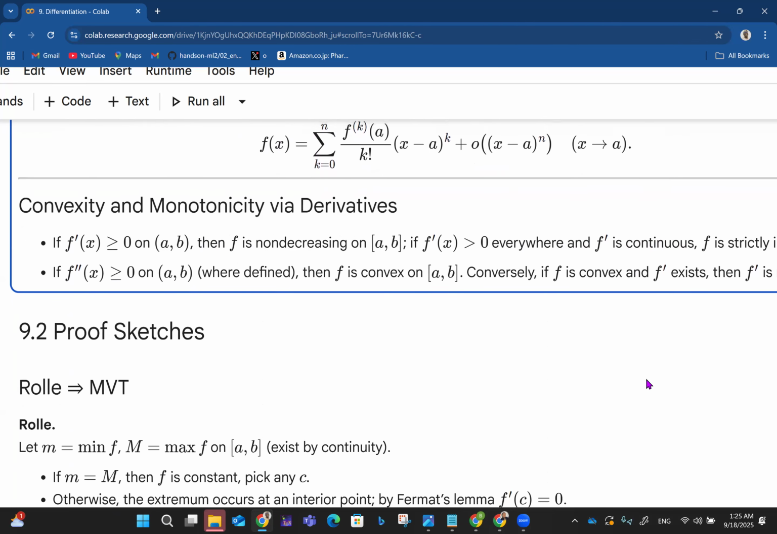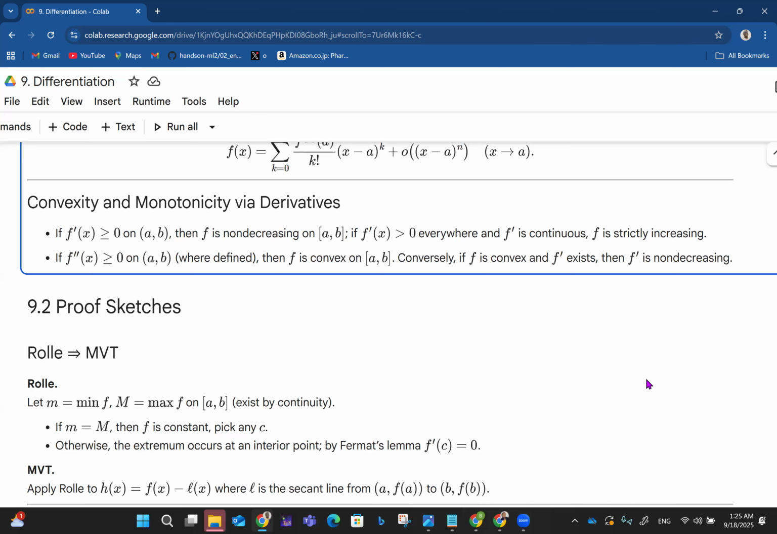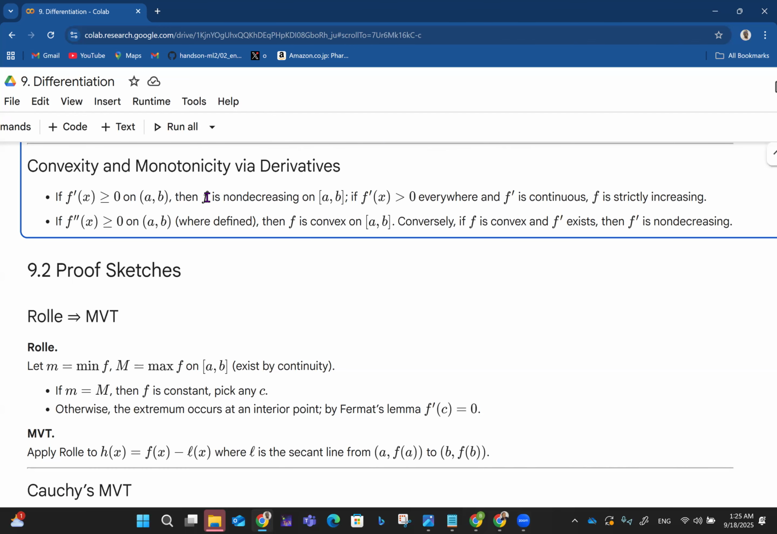Then we have convexity and monotonicity via derivatives. So here we say if f'(x), the first derivative, is greater than or equal to 0 on the open interval (a, b), then we can say that f is non-decreasing on the closed interval [a, b]. f is either an increasing function or a constant function, so to speak. So f is non-decreasing on this.